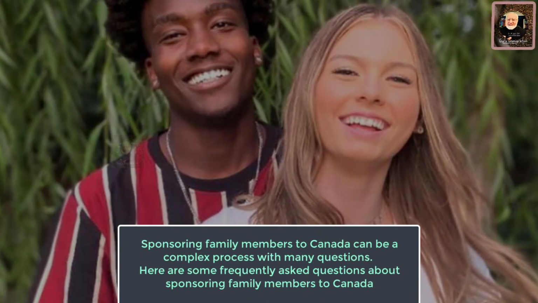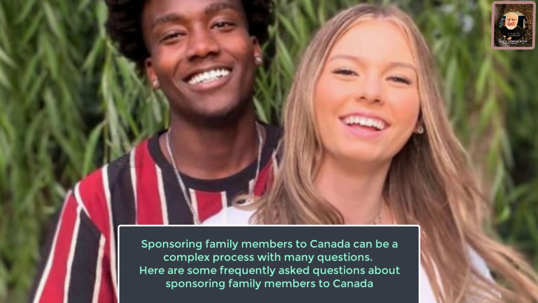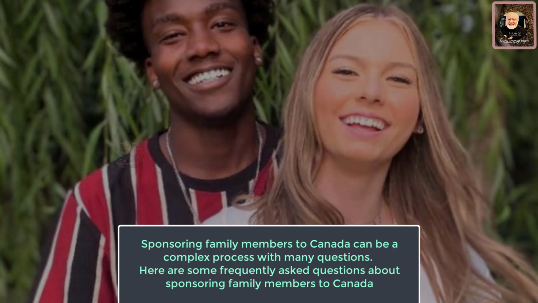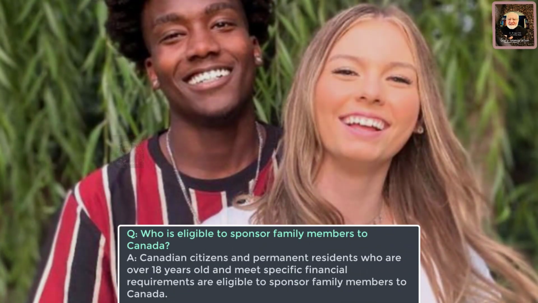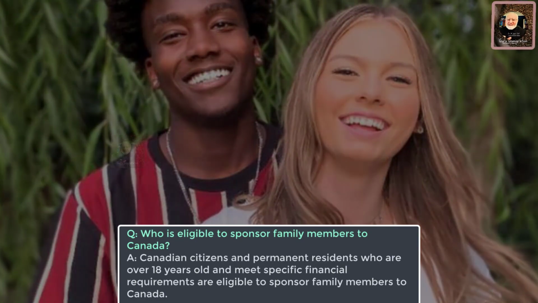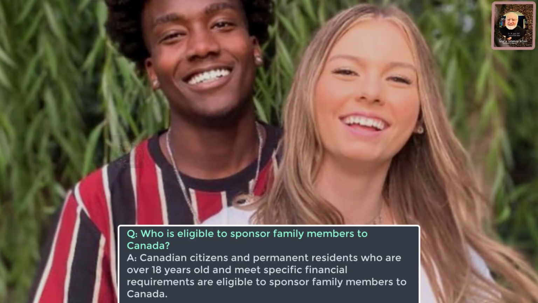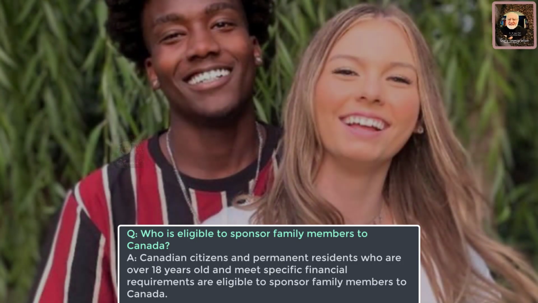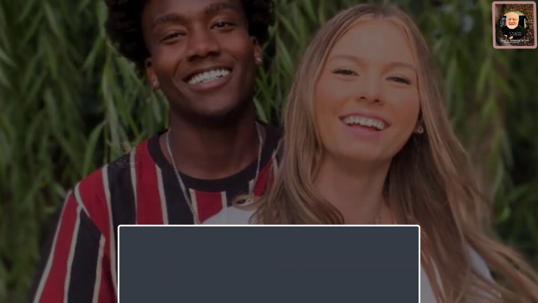Sponsoring family members to Canada can be a complex process with many questions. Here are some frequently asked questions about sponsoring family members to Canada. Question: who is eligible to sponsor family members to Canada? A. Canadian citizens and permanent residents who are over 18 years old and meet specific financial requirements are eligible to sponsor family members to Canada.